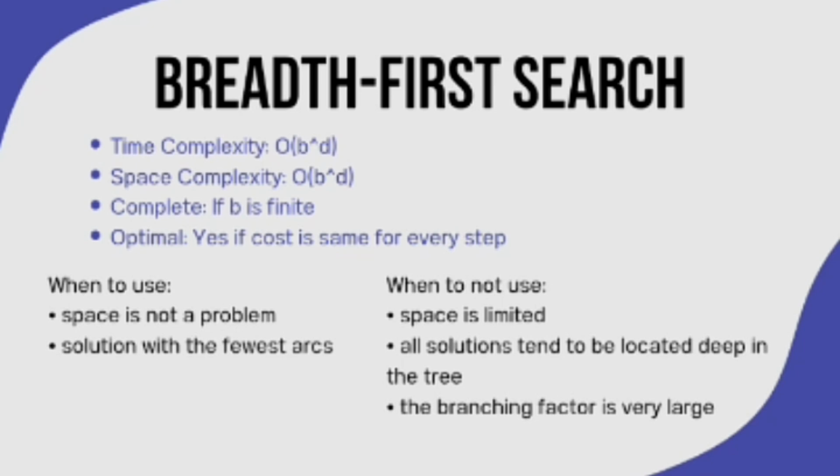So what are the situations in which it is better to use breadth first search? We can use it when space is not a problem, because as I said, it is exponential. So the space complexity and time complexity increase very fast. And when is it better not to use it and implement some other search method? When of course space is limited, and all solutions tend to be located deep in the tree. Then we should also not use breadth first search, and when the branching factor is very large.